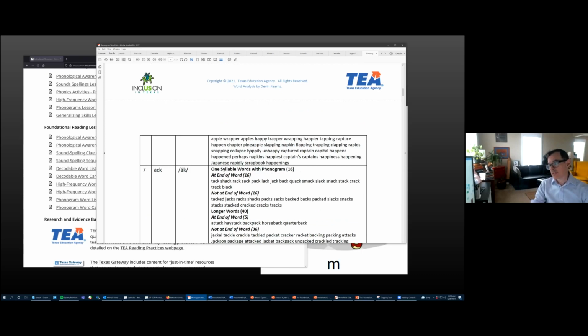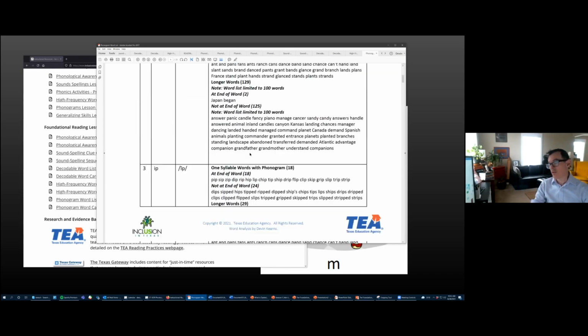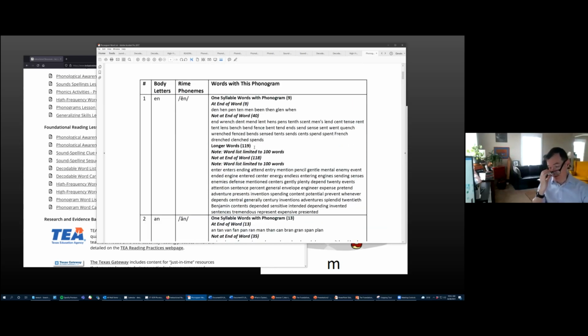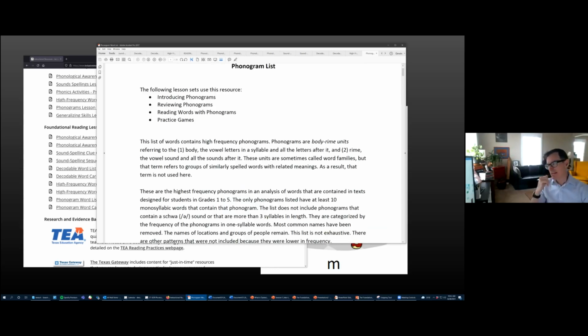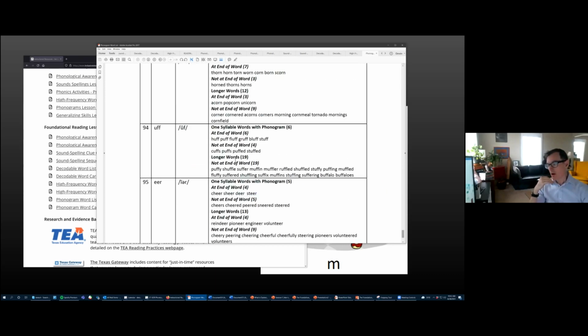What you'll find interesting, or at least I found interesting, is that it's a lot fewer words. There are about 4,000 words that you can read with the sound spellings. It's many fewer words here, and they get pretty infrequent. The phonogram is the 94th most frequent one, and there are only 6 words where it appears at the end of the word, and none of them are longer words. So it's interesting that there are a lot fewer words that have those phonograms.